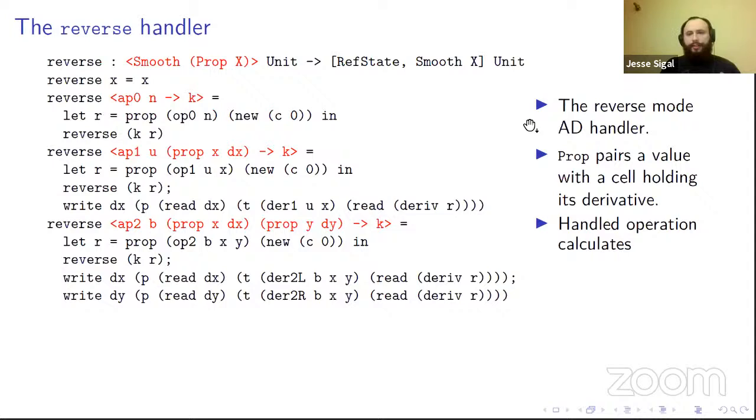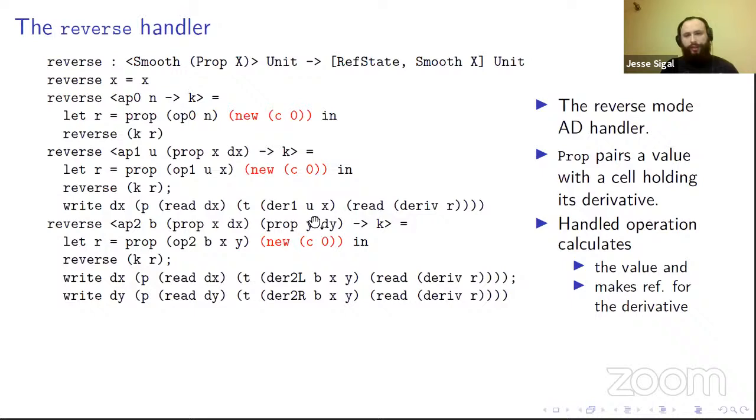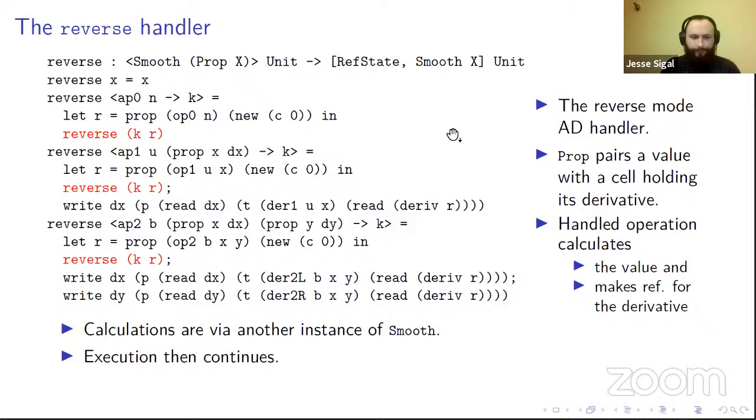So let's look at what the reverse mode handler does. For the handled operation, the first thing it does is similar to the forward mode. It just calculates the value which we need using the op functions. But what it does for the derivative is it just makes some space for it and sets it to zero and waits for it to be updated. So after that, operations as before is handled by this ambient ability smooth.